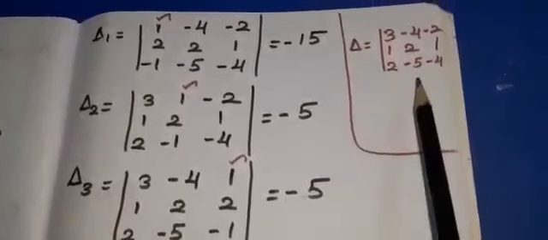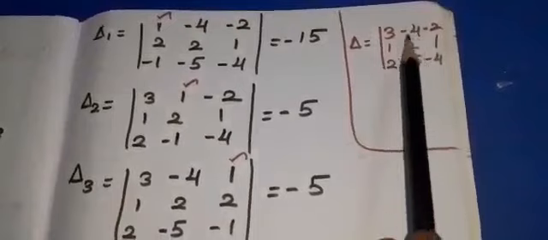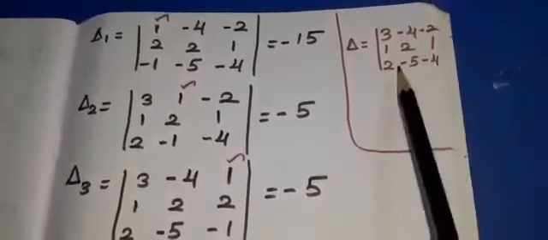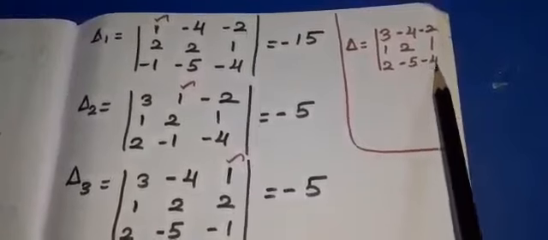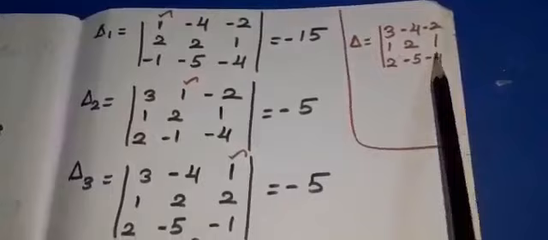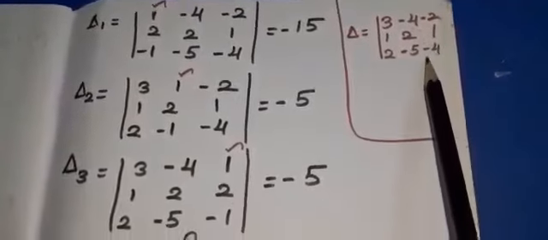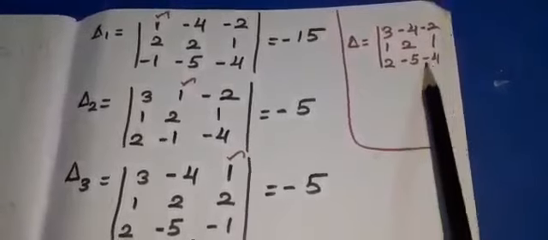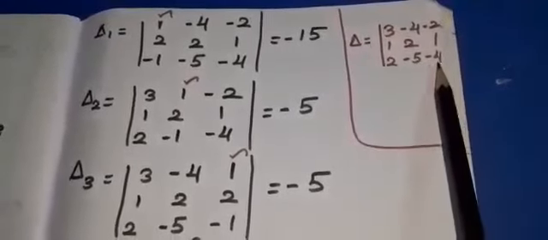By the side I have written here delta values. That is, what is the value I have taken here? 3, minus 4, minus 2, 1, 2, 1 and 2, minus 5, minus 4. Keep this delta by the side. In this delta value only I am going to replace first column, second column and third column. So if you keep like this, it will be easy for you to do the sum, students.